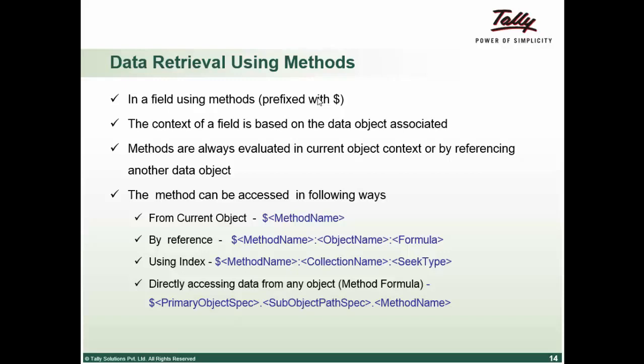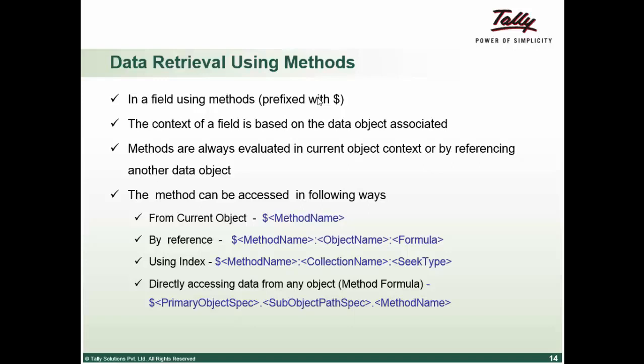That is, you provide the method name and the collection name, and since it's a collection, every object is identified by its number that starts from 1, 2, 3, 4, 5, 6. So the seed type can be any object number. You can provide 1, 2, 3, or you can provide first and last as keywords. And then we have direct accessing of data from any object.